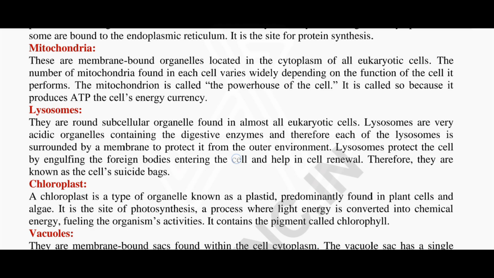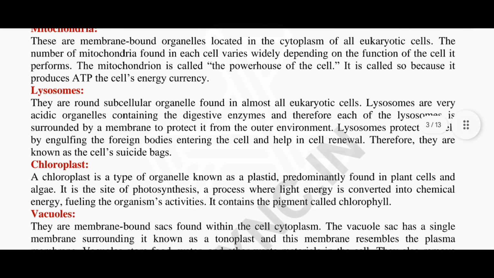Chloroplast. A chloroplast is a type of organelle known as a plastid, predominantly found in plant cells and algae. It is the site of photosynthesis, a process where light energy is converted into chemical energy, fueling the organism's activities. It contains the pigment called chlorophyll.